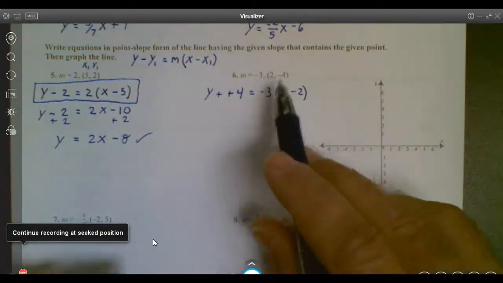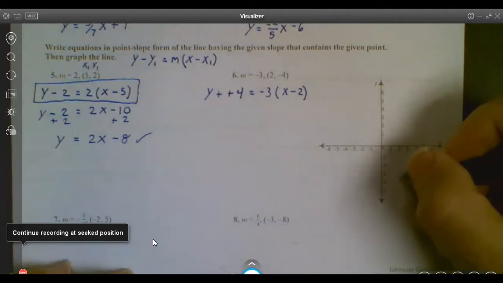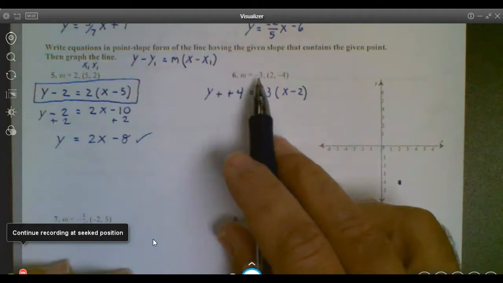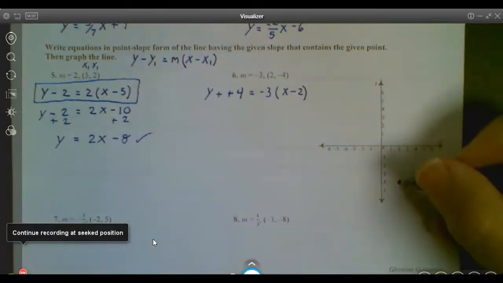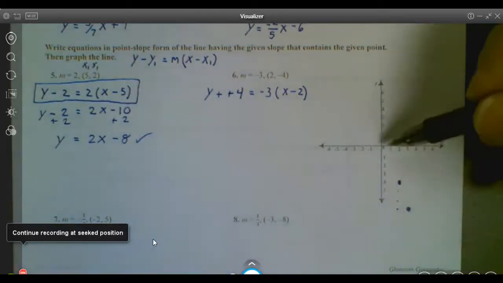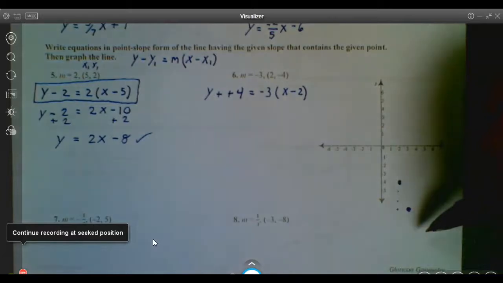So if we wanted to graph it, I'm going to plot my point, 2, -4. And then from my starting point, I'm going to use my slope to tell me where to go from there. And this is -3. Think of that as -3 over 1. So from here, I would be going down 3 over 1. So my second point would go right there. And then again, if I just drew a line through those 2 points, I would have my graph.